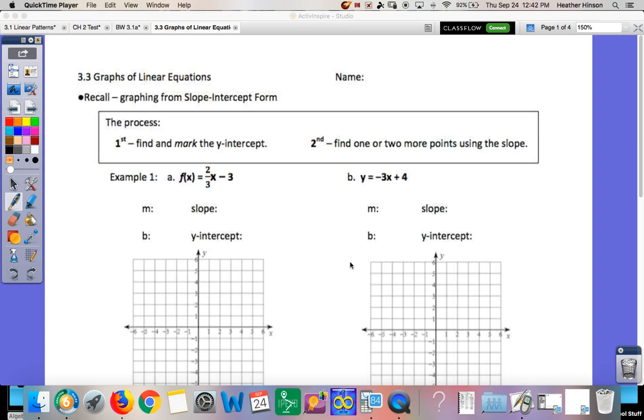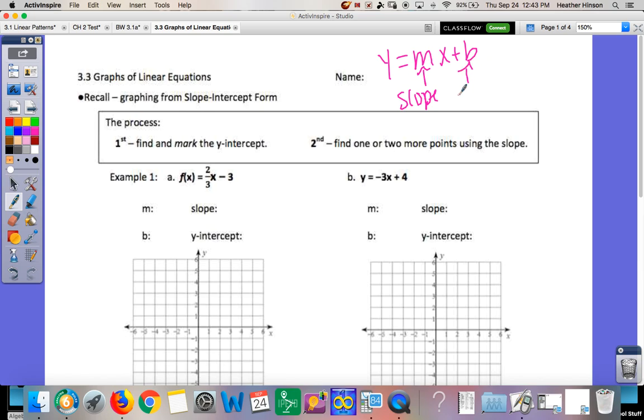And welcome back. Today we are going to be doing graphing linear equations. So we're going to go through these with our y equals mx plus b equations. As you know, your m is your slope, and your b is going to be your y-intercept.